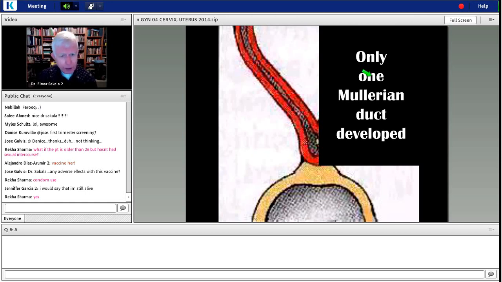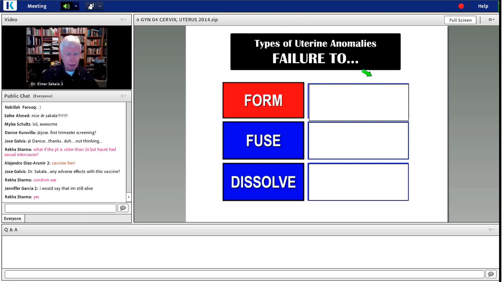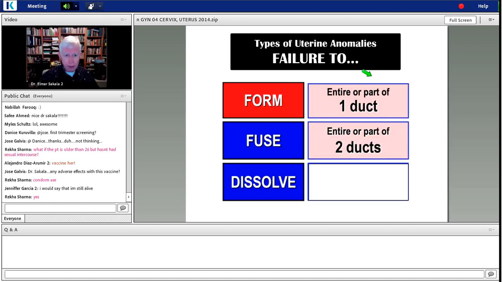Okay, let's look at the possibilities as to what could happen. We can have uterine anomalies from failure to form. You have failure to form either both ducts, one duct, or part of a duct. So these are failure to form or formation problems. Then you can have a problem from failure to fuse, where they're both there, but they don't come together. We don't have fusion, either of the entire or part of the ducts. And then the third is failure to dissolve of the entire septum or a portion of the septum.